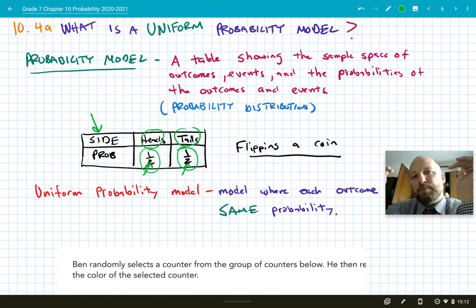Whenever the outcome probabilities are all the same, we call that uniform. Uniform is a word that means everything's the same. When people wear a uniform to work, everybody's dressed the same. So when we have a uniform model, all the probabilities are going to be the same.